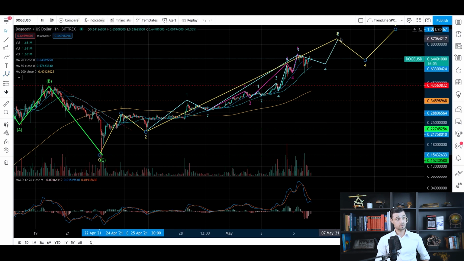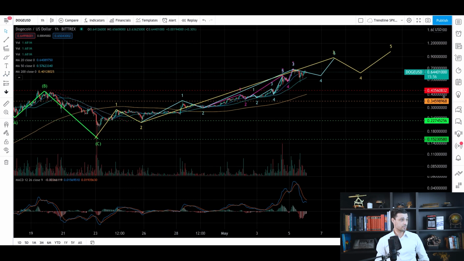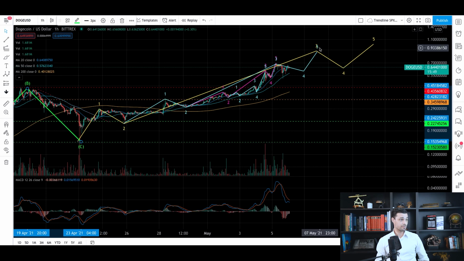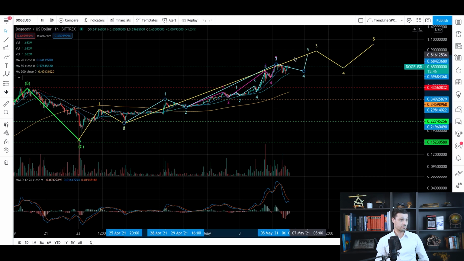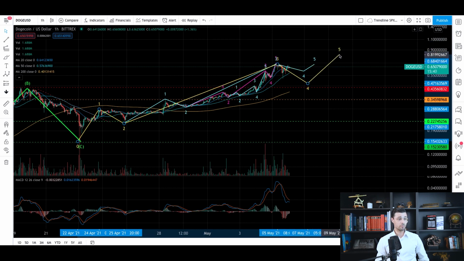Okay, so now I got new information, guys. Is it possible that I'm missing something here? So we are only in the third wave. I was checking if actually this third wave could be here. So this is the question I'm having. Do we have on the short term one or two more moves up to come? At least one, maybe two.